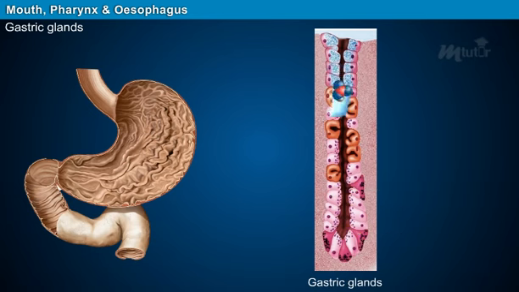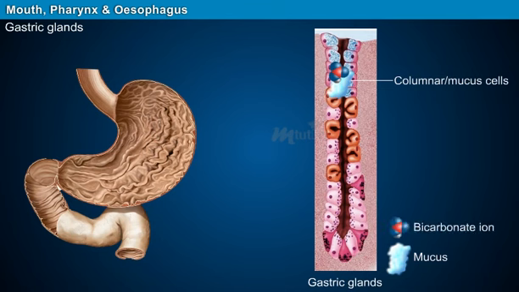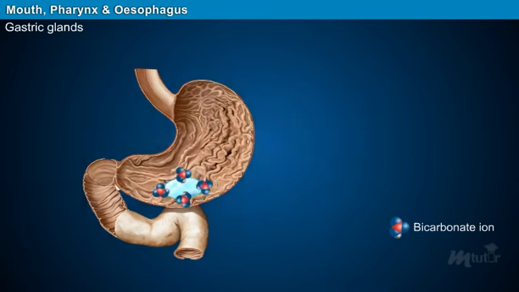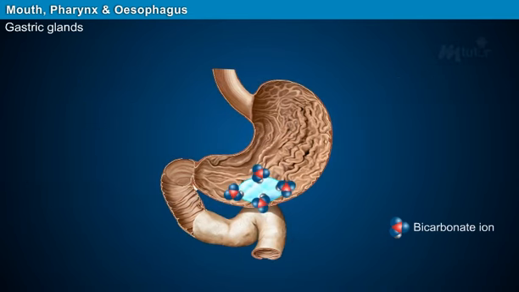The surface epithelium of gastric mucosa consists of columnar or mucus cells, which secrete mucus and bicarbonate ion. Mucus is made up of glycoproteins or mucins, which is a gel-like substance, alkaline. It lubricates the food and coats the mucosa. This mucus, along with bicarbonate ion, serves a protective function, preventing damage to the mucosa of the stomach by acid or peptic digestion.